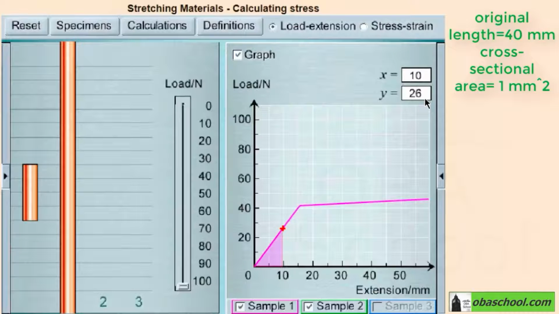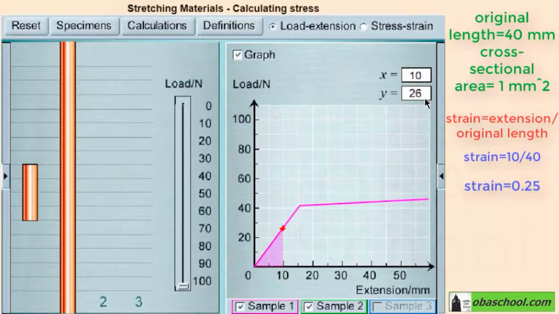Well, from the definition of strain, the strain is equal to the extension divided by the original length. So it's equal to 10 millimeters divided by 40 millimeters. So the strain is equal to 0.25.